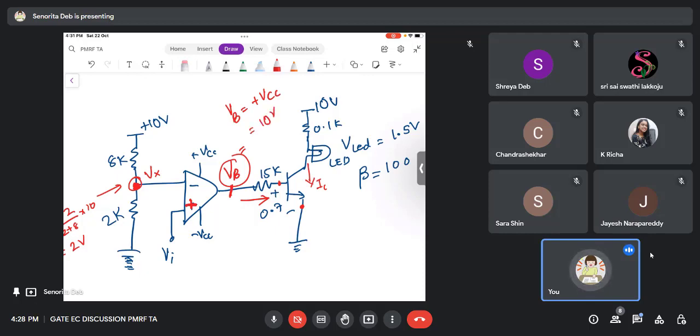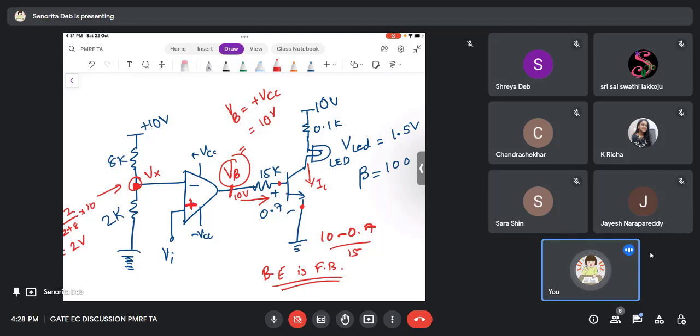So Vb is plus Vcc, and plus Vcc is nothing but 10 volts. And 10 volts is good enough to bias a 0.7 volts, right? Because there is a 15K here. So the IB will be (10 minus 0.7) by 15, and that is a good IB. That means my B junction is forward biased, and therefore the IC will flow and the LED will glow, right?